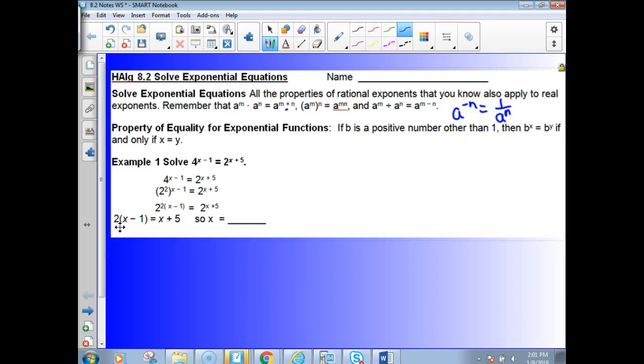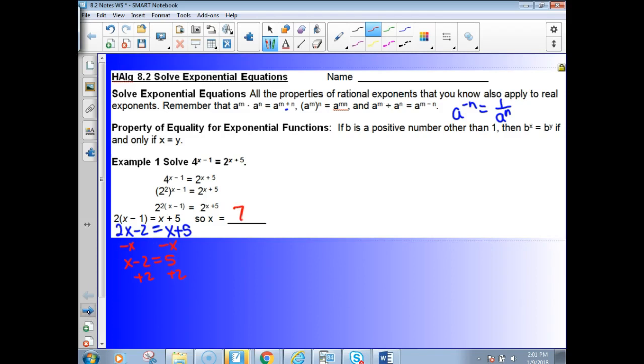So what they do next is multiply through: 2x minus 2 equals x plus 5. Then you would solve this by subtracting x from both sides. I don't normally write that step, but x minus 2 is 5. Then you would add 2 and you would get x is 7.